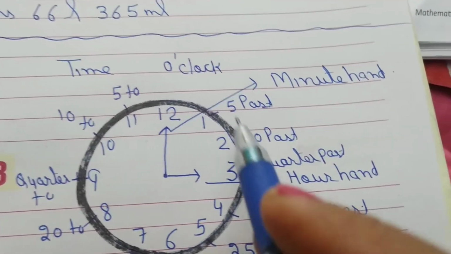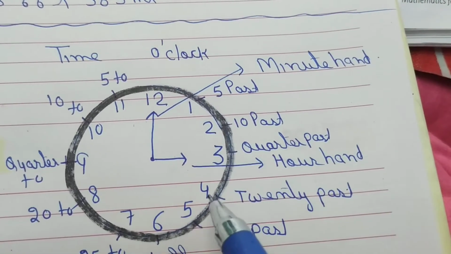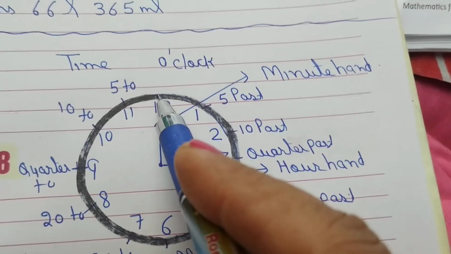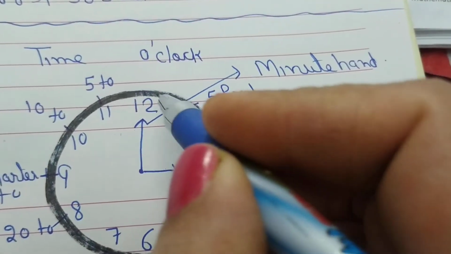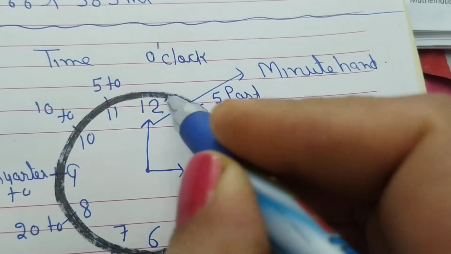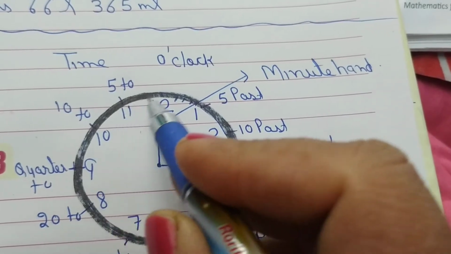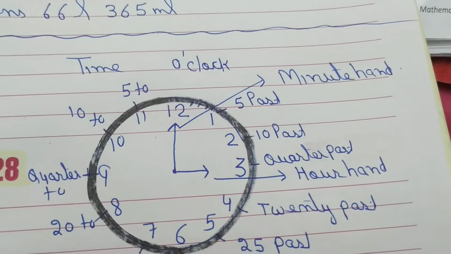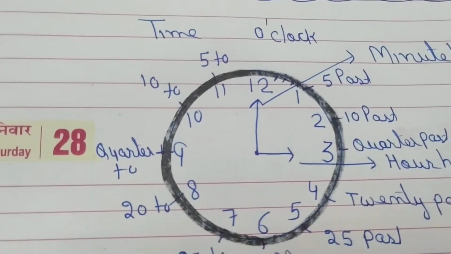Students, we know that the clock is divided into 12 parts, from 1, 2, 3, 4, 5, 6, 7, 8, 9, 10, 11 and 12. And each one part is divided equally into 5 equal parts. So totally there are 12 fives, which are 60 equal small divisions in the clock. These small divisions show the minutes.